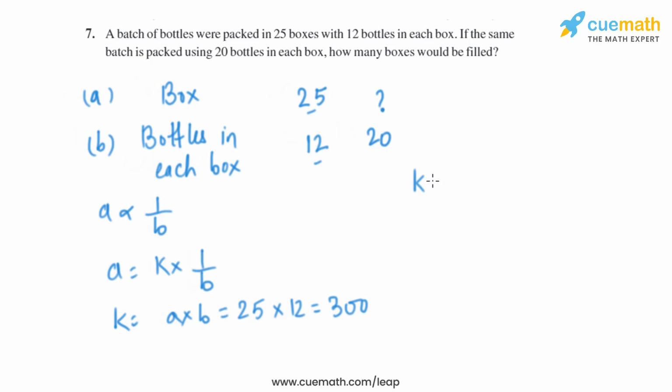And we know that K equals A multiplied by B. We know the value of K, that is 300. We know the value of B, that is 20. We can find the value of A, which is 300 divided by 20, which is same as 15. So if there are 20 bottles in each box, the number of boxes will be 15.